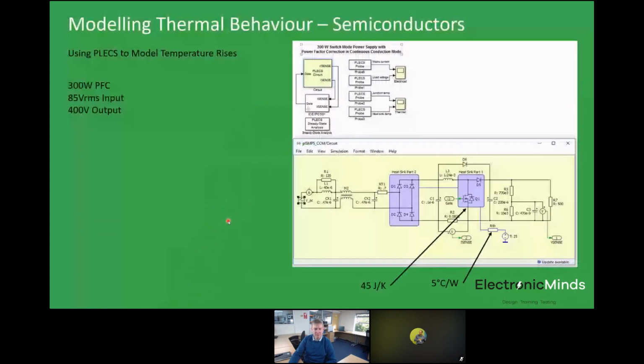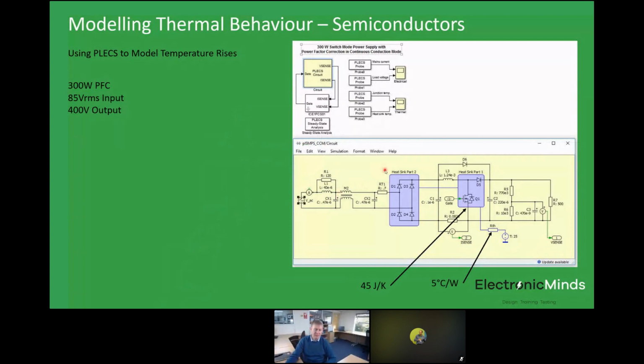So in terms of modeling thermal behavior, we're getting towards the end of the presentation now. There are all sorts of ways you can do that. In the simplest form, if you're just looking at one physical component, like a semiconductor package on a heatsink, it's quite a simple thing to do. You know what the temperature of the heatsink is, you know how much power you're putting through, and you know what the thermal impedance is. However, in a real power converter, you might have multiple sources of loss.